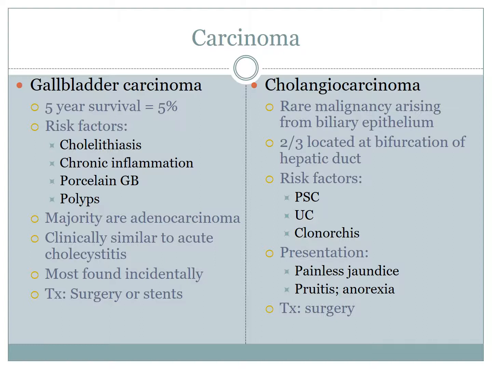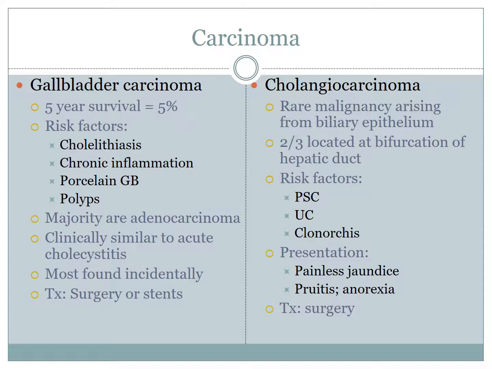Majority are adenocarcinoma. Most of the time this is found incidentally after a cholecystectomy. The treatment, again, this gets into details mostly for surgery residents. The treatment is usually just surgery, depending on how far the carcinoma has eroded into the liver. You may have to do a liver wedge resection if it's eroded into the liver, but usually it's take the gallbladder out, and then stents are just palliative because, again, the survival rate's very low for these.